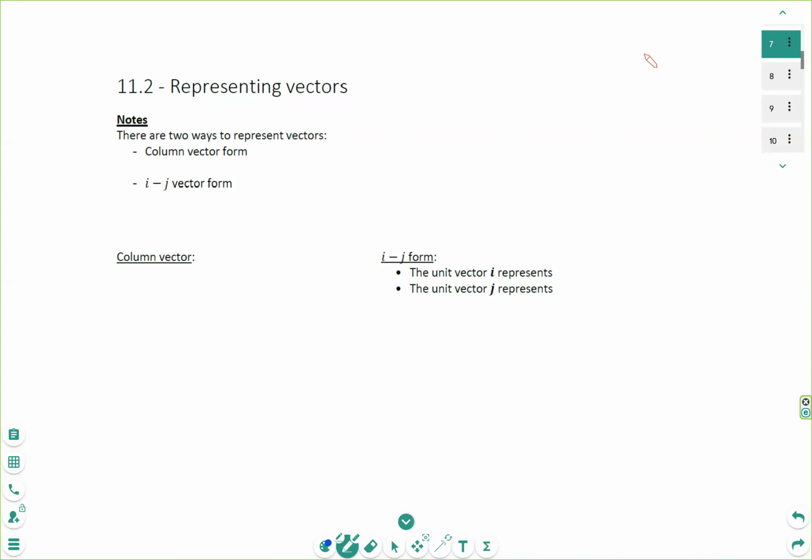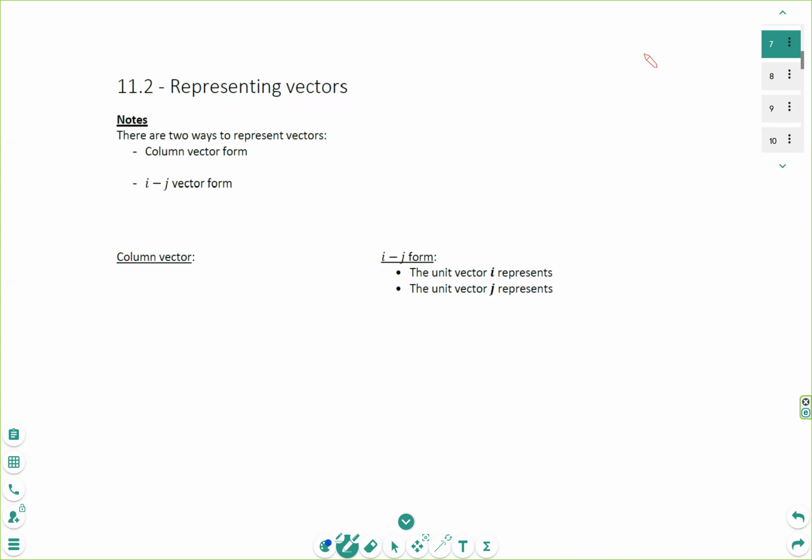Welcome to Pure 1, Chapter 11.2, where we look at representing vectors. Now, this is probably new from GCSE, where we look into a different way to write vectors. So there are two ways to represent vectors. One way is what you've learned at GCSE, which is what we call the column vector form, and the other one is called the IJ form. So let's look at the column vector form.